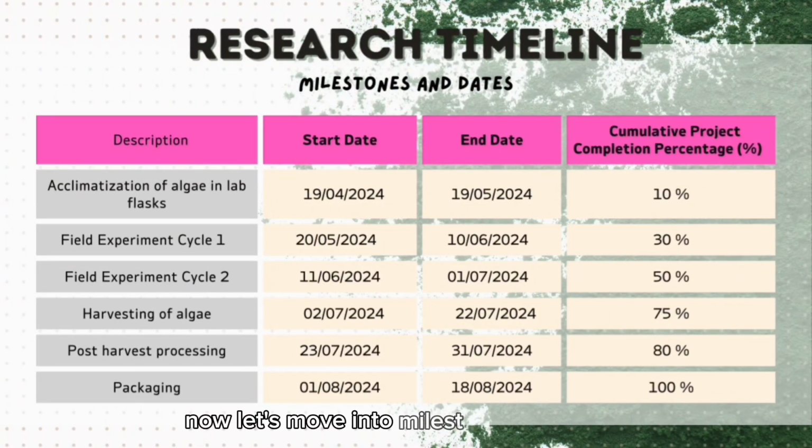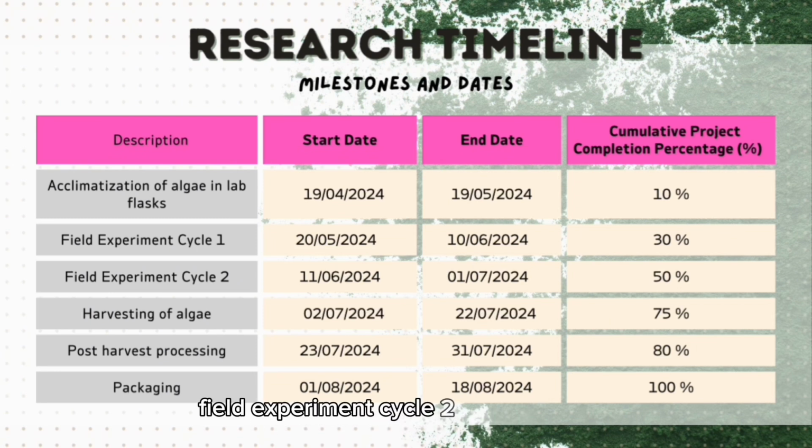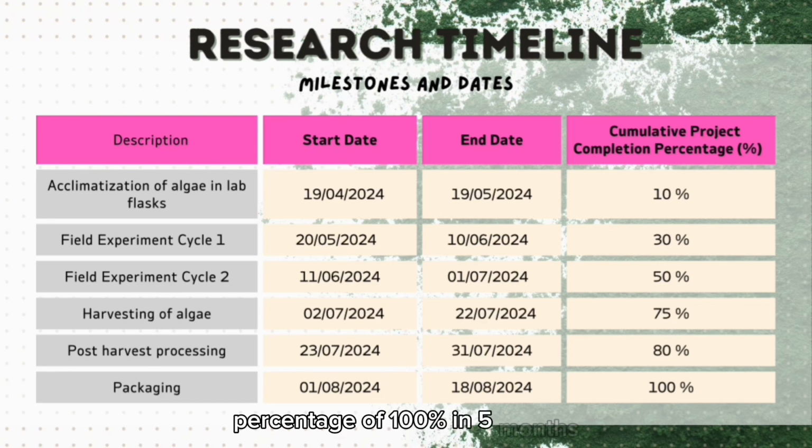Now, let's move into milestone and date. The activities that we do in our research are acquisition of algae in lab batches, feed experiment cycle 1, feed experiment cycle 2, harvesting of algae, post-harvesting process, and packaging. These activities mean cumulative project completion percentage of 100% in 5 months.